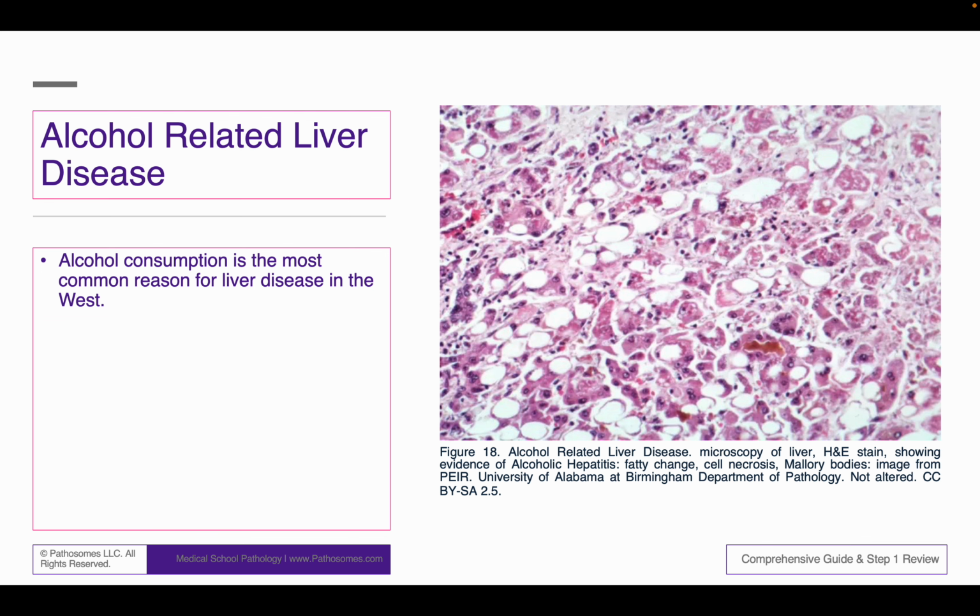Now let's talk about alcohol-related liver disease, okay? Alcohol consumption is the most common reason for liver disease in the West. If you take a look to the right here, you can see microscopy of the liver showing evidence of alcoholic hepatitis. Note all those white circular areas? That's the fatty change. And if you look closely, you can also see cell necrosis and pink hyaline globules of the Mallory bodies.